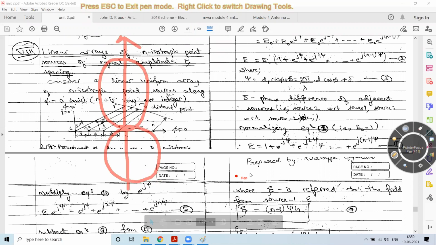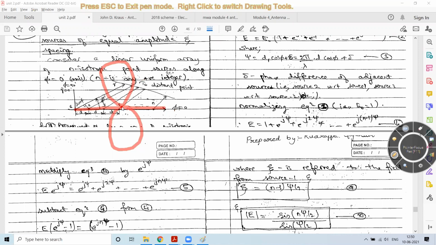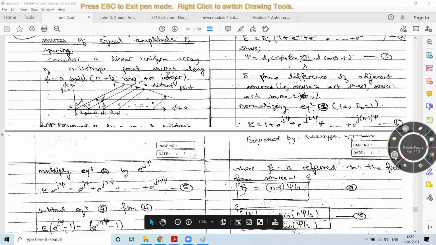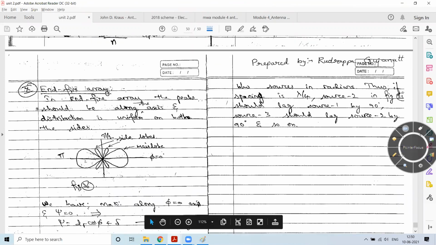So if I am having a maximum along phi equal to 90 degrees plus minus 90 degrees, then I call such kind of array a broadside array. The name itself tells that if I consider these arrays on the sideways, I am having the main lobes broadside. I am having the main lobes along the sideways, present at phi equal to plus minus 90 degrees. Now, another case is the endfire array, which we term as endfire array.